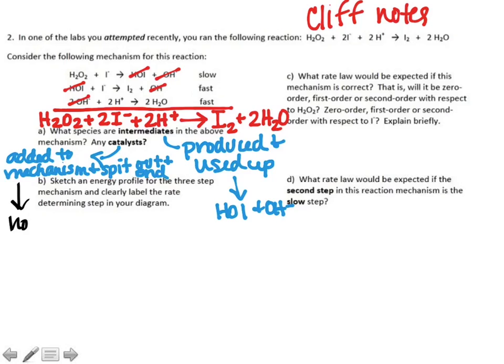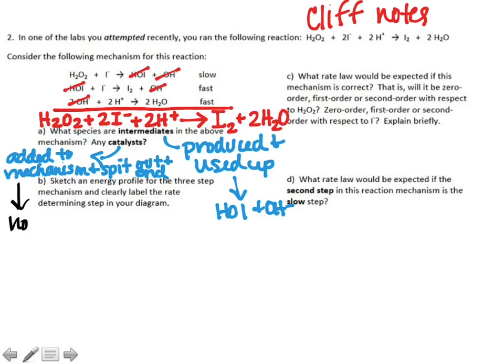So intermediate versus catalyst. Intermediate's made and used up. A catalyst is put into the mechanism at some point and is spit out at the end. So if we see anything in the reactants that appears in the very last product, it's a catalyst, regardless of the stage? No, they're not in the final one. They're spit out at the end. Yes, you're right.